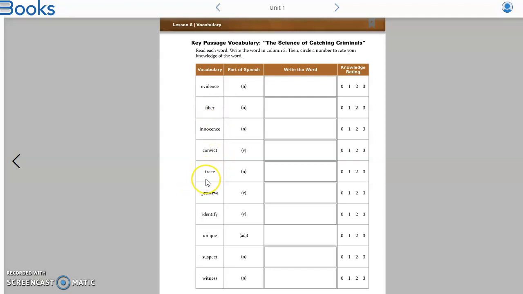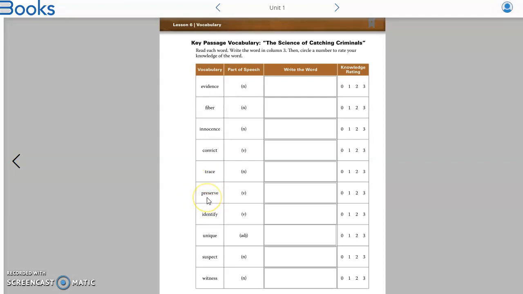The next word is trace. Does a criminal usually take all traces with him? No. A criminal usually leaves traces behind. What does a trace show? A trace shows that someone or something was present. Can a trace be used as evidence? Yes, a trace can be used as evidence.